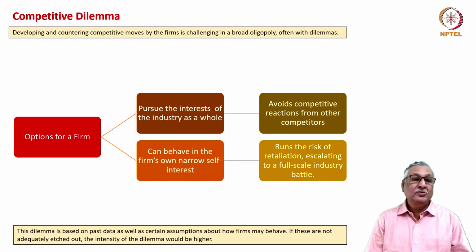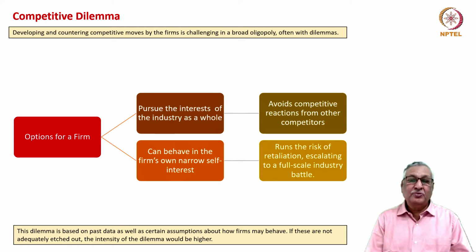Why do firms have dilemmas in addressing the competition or in developing their own competitive strategies? Typically, there are two options for a firm. One, pursue the interests of the industry as a whole, that is, being self-enlightened, being enlightened for the industry. Two, behave in the firm's own narrow self-interest to the maximum extent possible.